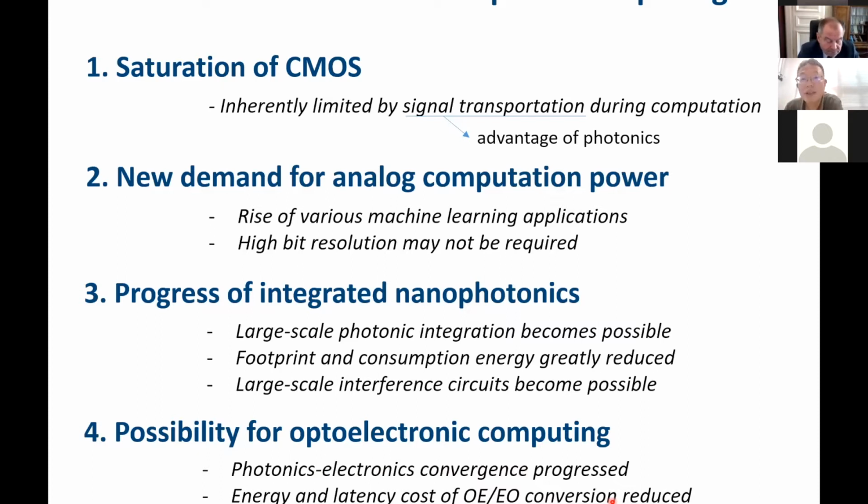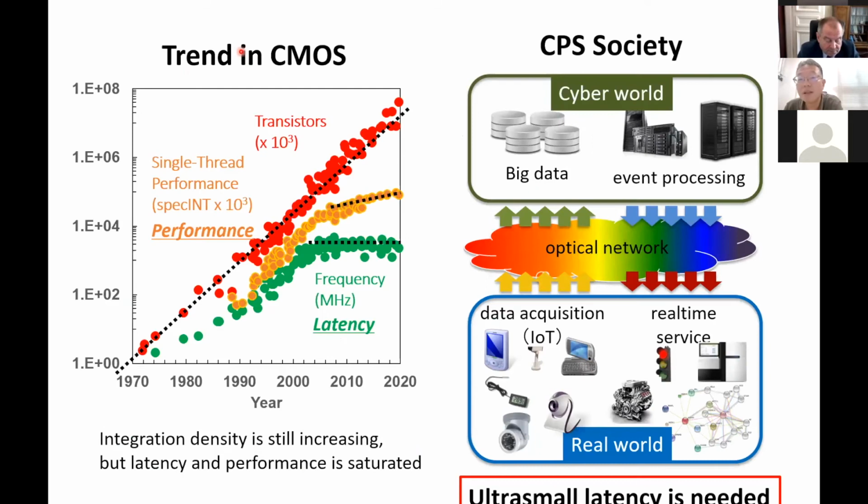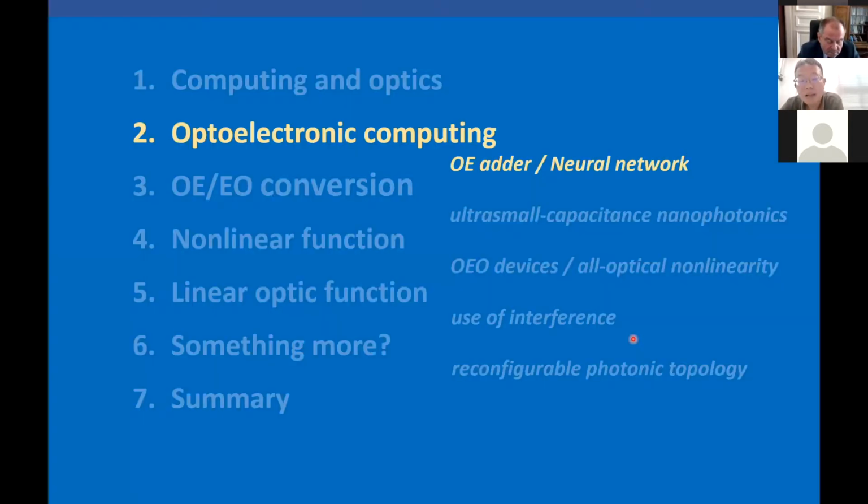So this shows the recent trend of CMOS processors, showing that the integration density is still increasing, but the performance and the latency are already saturated. And we are expecting that the cyber world and physical world will be connected in the CPS society. And for real-time CPS societies, the latency will be a bottleneck. So next I will introduce optoelectronic computing.